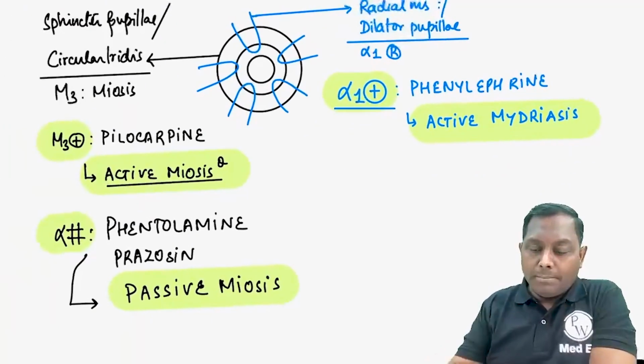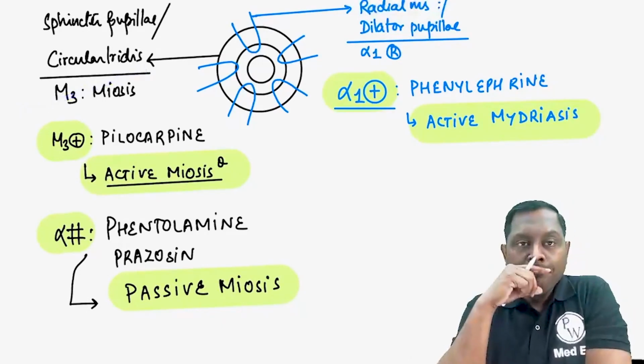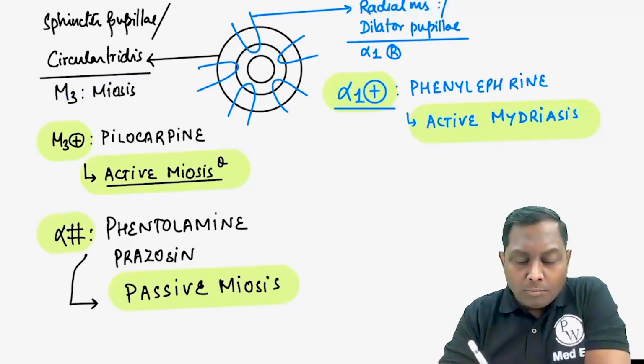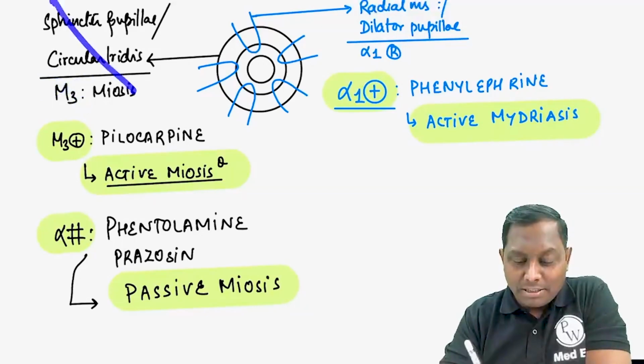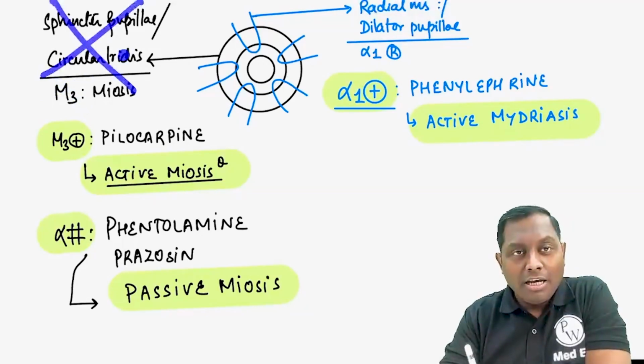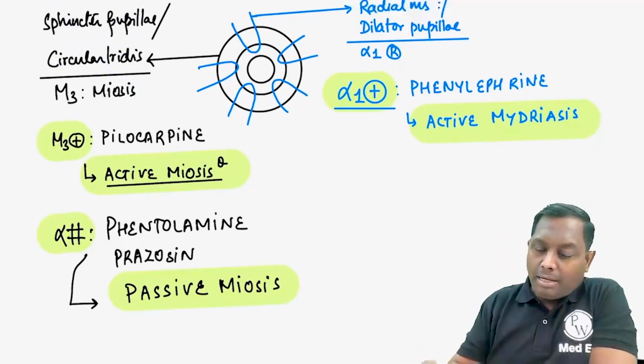Imagine there is a sympathetic, there is a parasympathetic, and this time I am telling you to block the M3 receptor. If you block the M3 receptor, what will happen? Parasympathetic tone is gone. That means sphincter pupillary action is gone. If parasympathetic tone is gone, then sympathetic tone will automatically be high, right? So what will happen next?